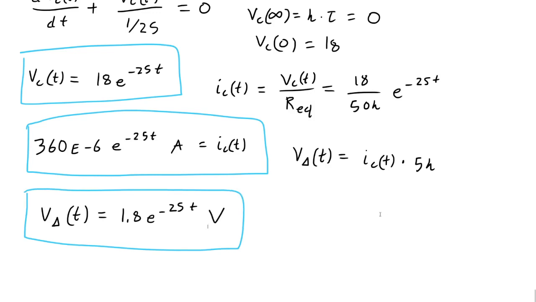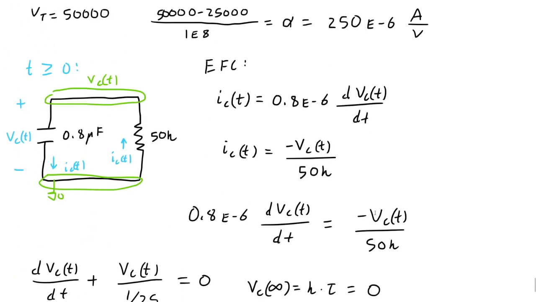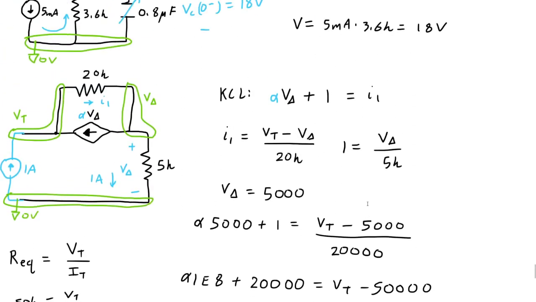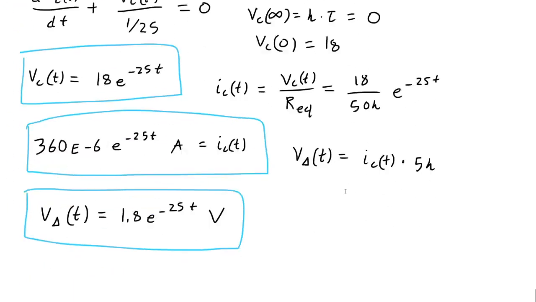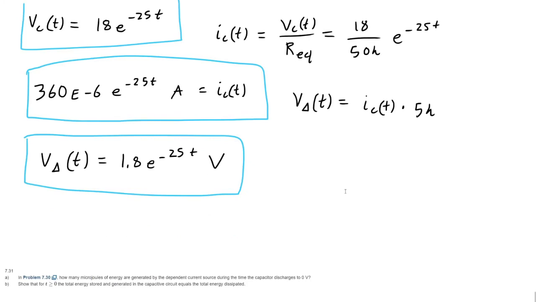Now that makes sense because the R equivalent is 50 kilo ohms, and the resistor that the voltage V delta is across is 5 kilo ohms. So it makes sense that it would be 10 times smaller for the same amount of current. So yeah, not too bad. We're going to move on to the next part.